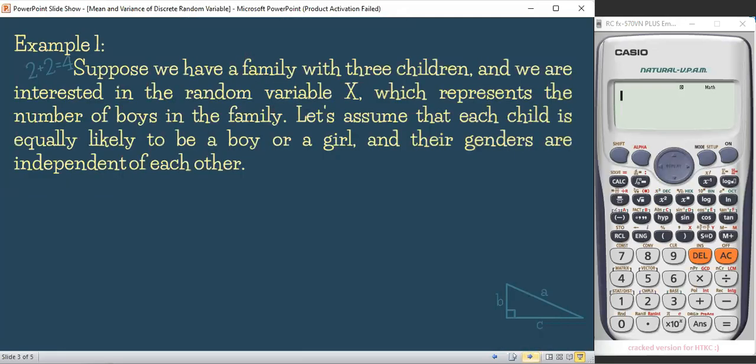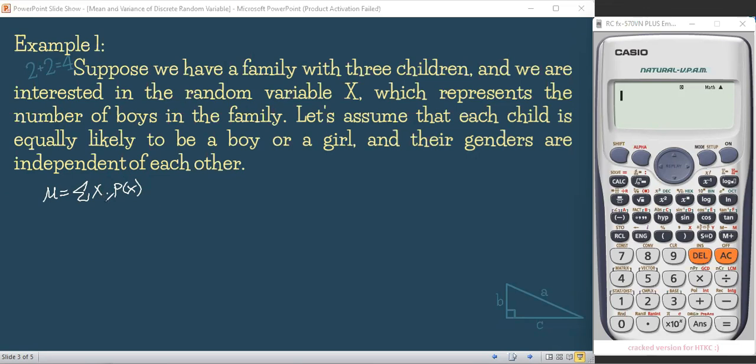These examples are the previous examples that we've already calculated in my last video. Suppose we have a family with 3 children and we are interested in the random variable x, which represents the number of boys in the family. Let's assume that each child is equally likely to be a boy or a girl and their genders are independent of each other. For the mean, we use the formula mu is equal to the summation of x times p of x, wherein x is the random variable and p of x is the probability of getting that random variable.